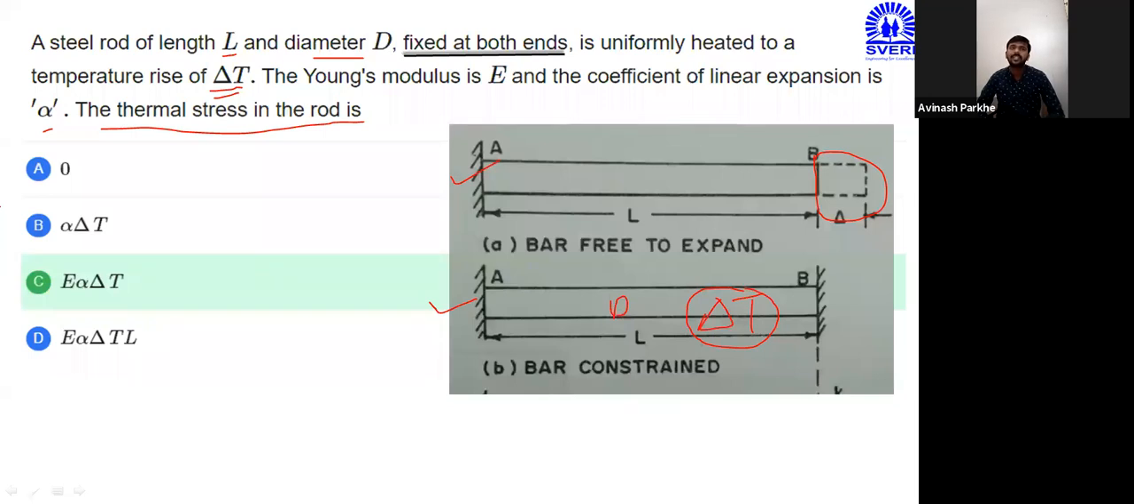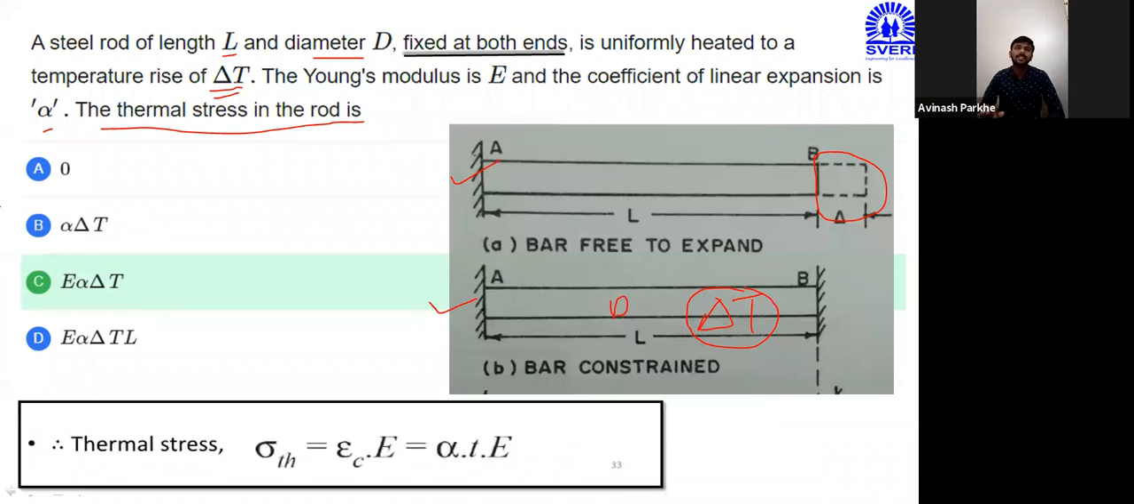C. Okay, C. Yes, 100% correct. C is the correct answer. Why is C the correct answer? Because here at the bottom side, I have represented the thermal stress formula. If you look at option A, it is not considered because there is a possibility of thermal stress development, and the zero answer will not be accepted.